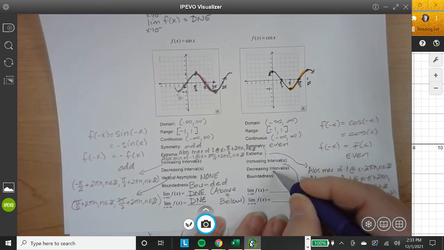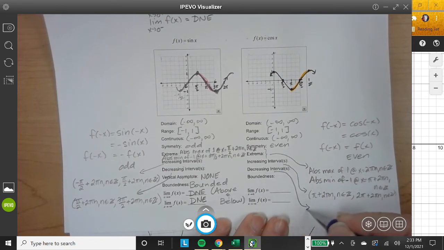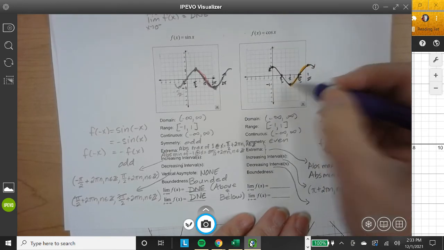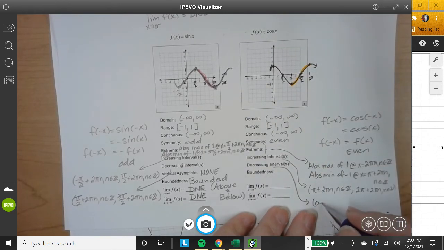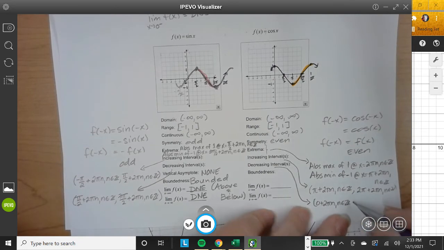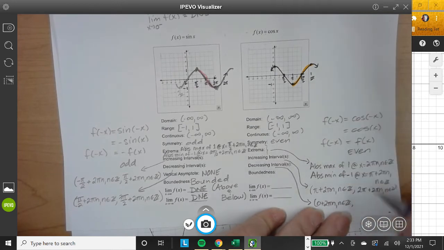Okay, decreasing intervals, here we go. I need to adjust my worksheets here. Okay, decreasing from 0 to pi. So we're going to put 0 plus 2 pi n, an element of the integer set. You don't have to show the 0. And then the end of the interval is pi. So this is pi plus 2 pi n, an element of the integer set.